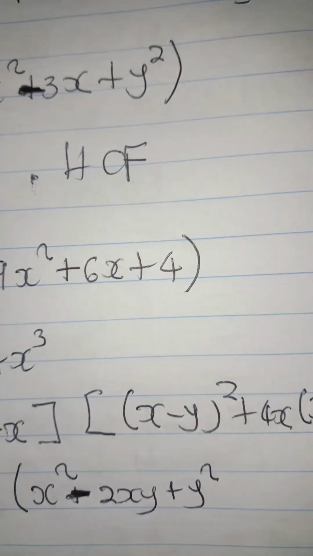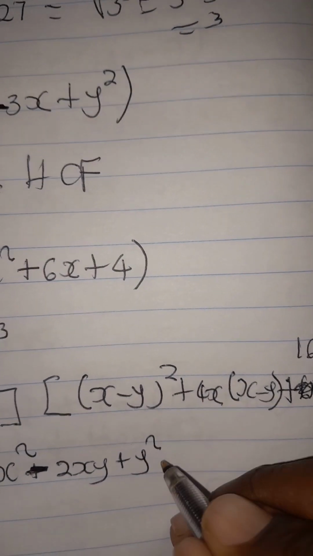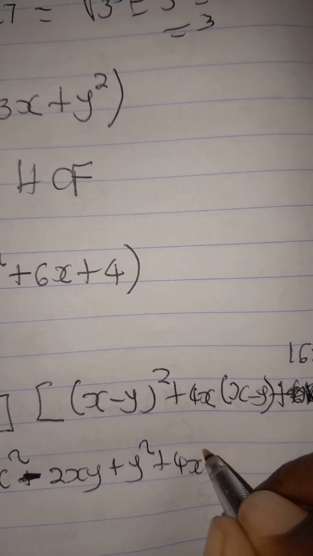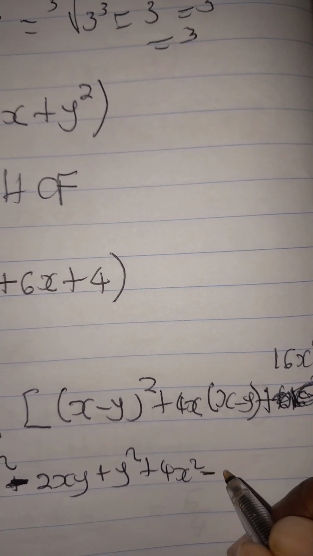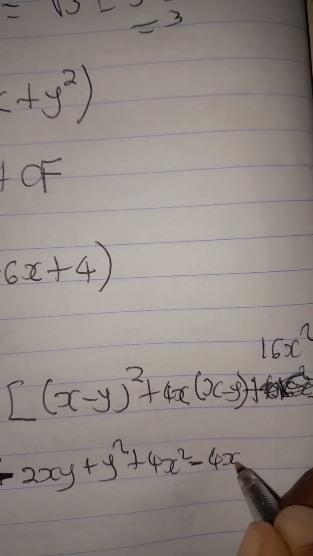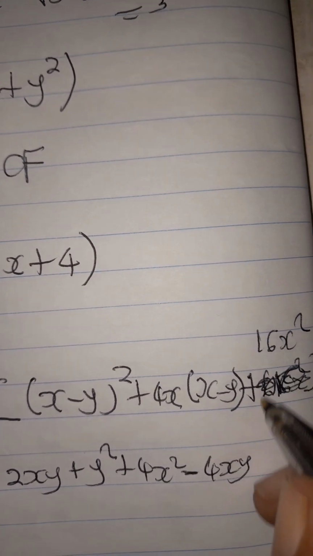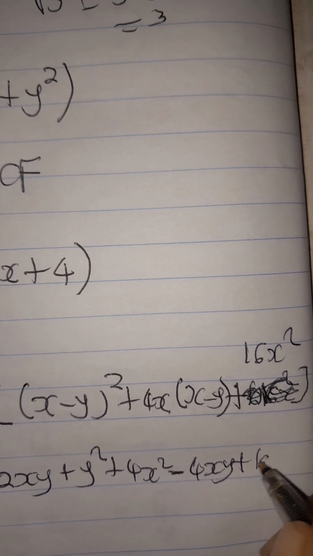Okay, we are done there. That's 4x times x, that will be 4x squared. 4x times y, that will be minus 4xy. We are done with this, plus that 16x squared.